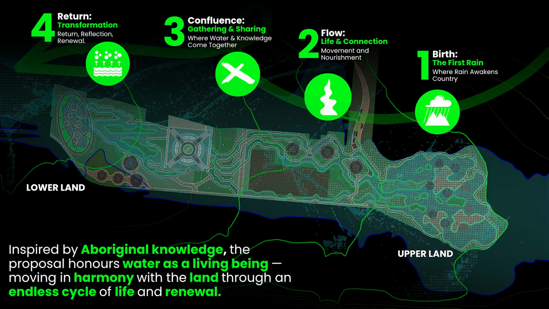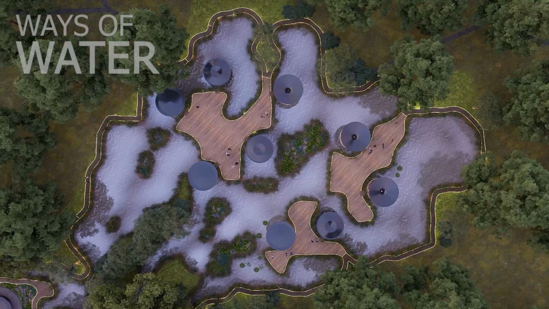Now for our wetland park proposal. Water in Aboriginal knowledge is seen as a living ancestor moving through cycles of renewal. Our design echoes this rhythm, a journey from source to sea, using the existing terrain defining key zones with the SBO layer marking the site boundary to honour movement, renewal and respect for country. This is Ways of Water.